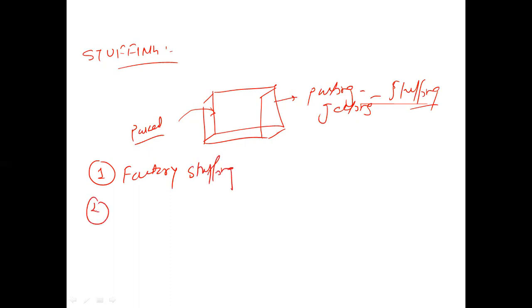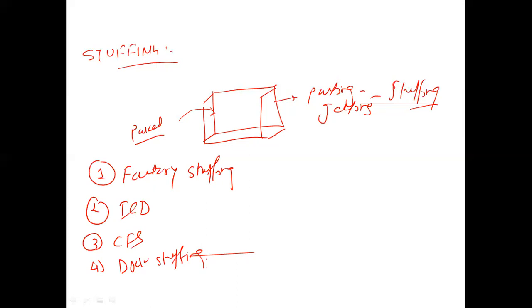The second option available is ICD stuffing. You can stuff the goods at ICD. The third one is CFS stuffing, and the fourth one is at the port, that is dock stuffing. These are the different ways by which you can stuff your goods into the container and seal your containers there. One by one, we'll try to understand what is factory stuffing, what is ICD stuffing, what is CFS stuffing, and then dock stuffing.